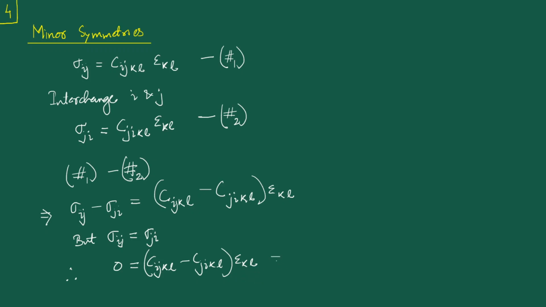So the only possibility for this relation to be true is that C ijkl must be equal to C jikl. Basically, it does not make any difference if we interchange the first two indices of the elasticity tensor. So this is one of the minor symmetries. Next, what we are going to do is interchange k and l.